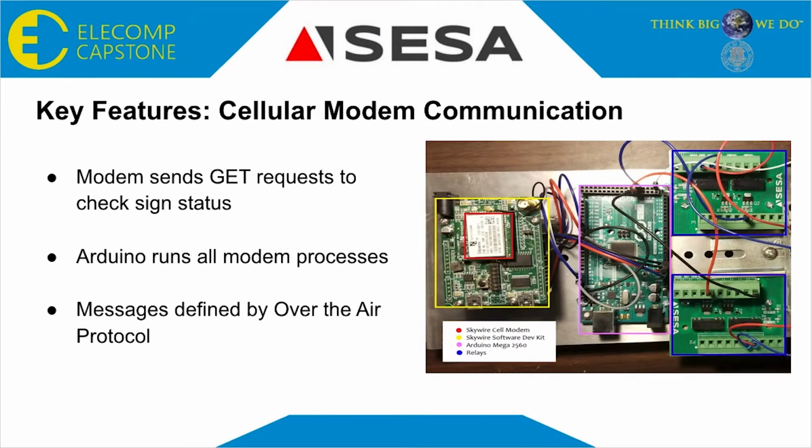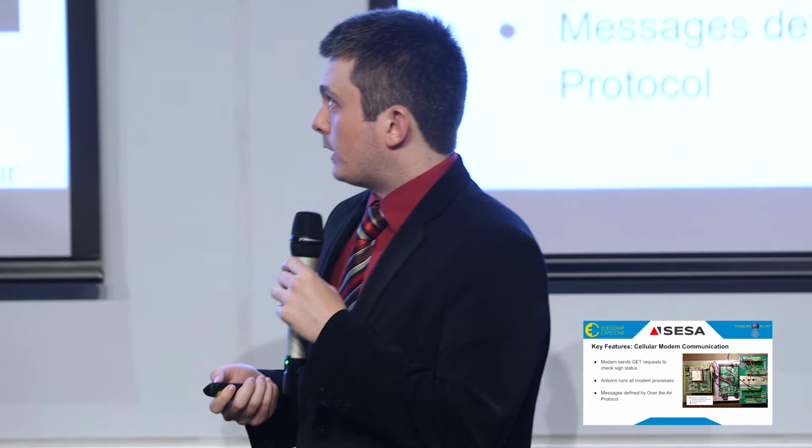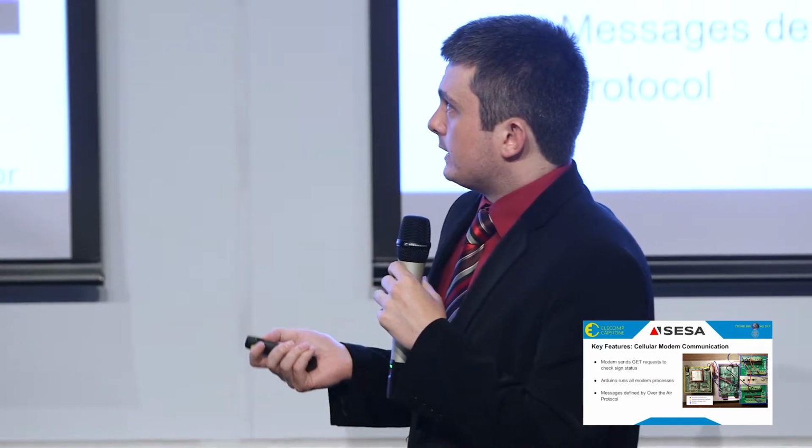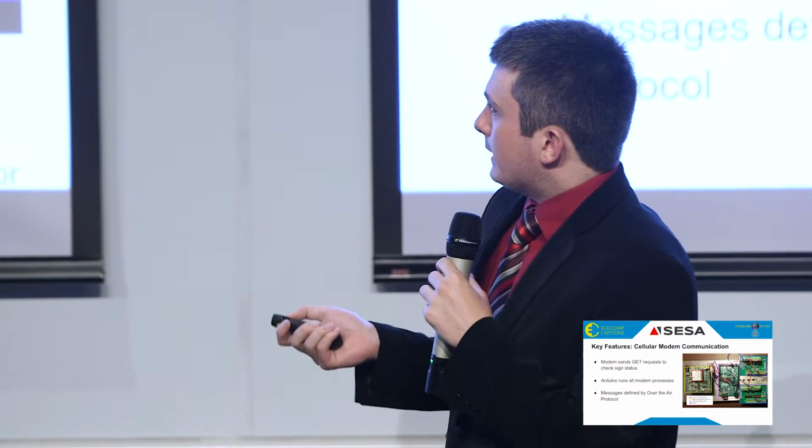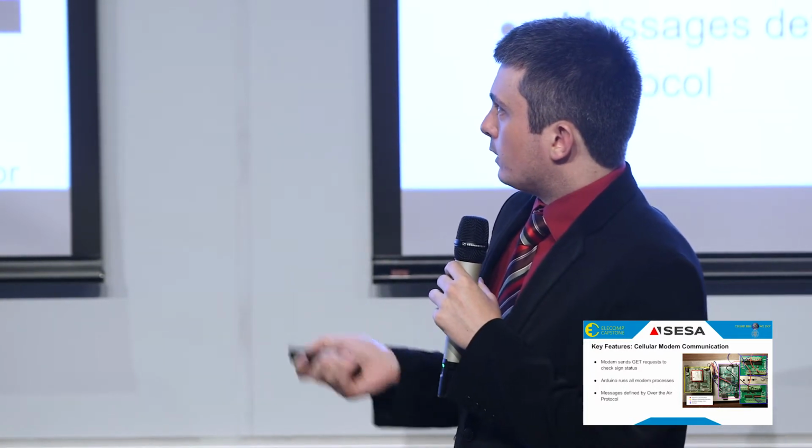The next key feature is the cellular modem communication, and this over here is our system for doing so. Outlined in yellow here, you see the Skywire development kit, and outlined in red is the actual modem. So the modem sends a series of GET requests on a loop and awaits the response. Once the response is received, it will pass that along to the Arduino serially, and the Arduino acts as the brains of the whole operation.